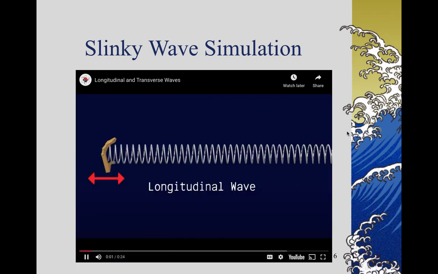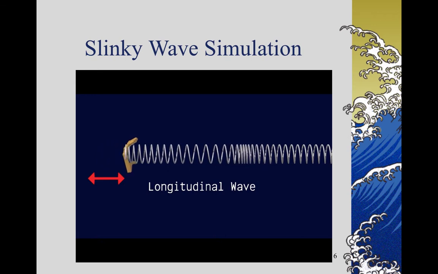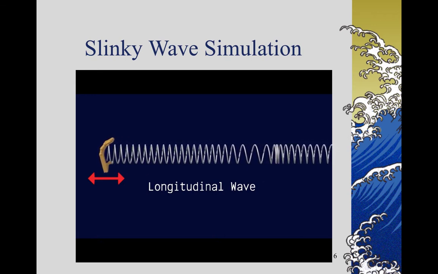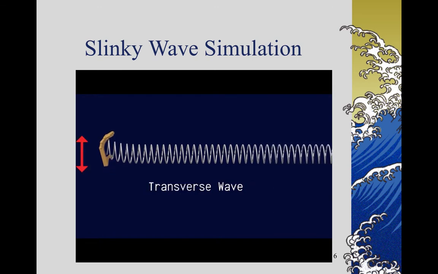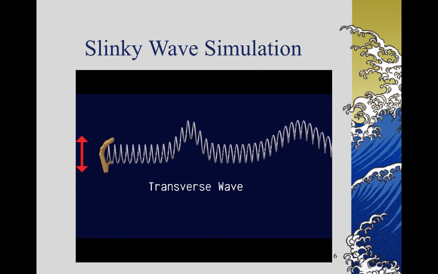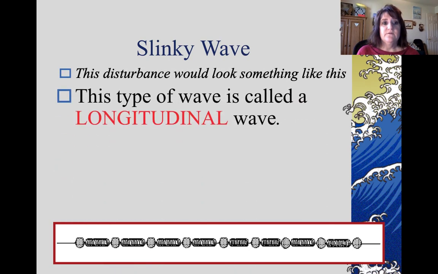In a longitudinal wave, the disturbance that makes up the wave is along the direction in which the wave travels. Longitudinal waves are also referred to as compression waves. In a transverse wave, the disturbance that makes up the wave is perpendicular to the direction in which the wave travels. So this is an example of that longitudinal wave, right?